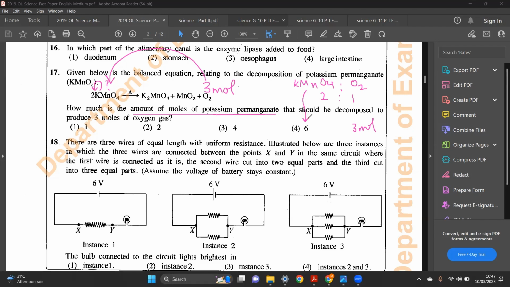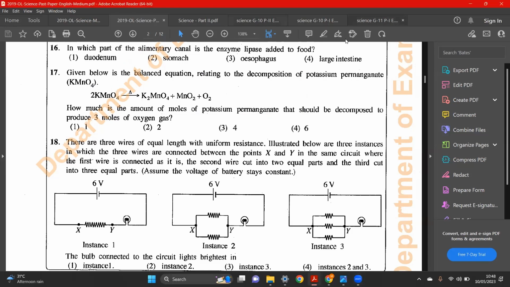Remember, this ratio method, you can only apply it for number of moles. If they give you the mass of oxygen, let's say, and ask you to find the number of moles of this, you can't do that. Then you need to find the number of moles of oxygen first, and then only use the ratio. The ratio is only applicable to number of moles, not to mass or concentration or volume or anything like that. So based on the ratio, you simply find the number of moles of KMnO4. So that is option 4.